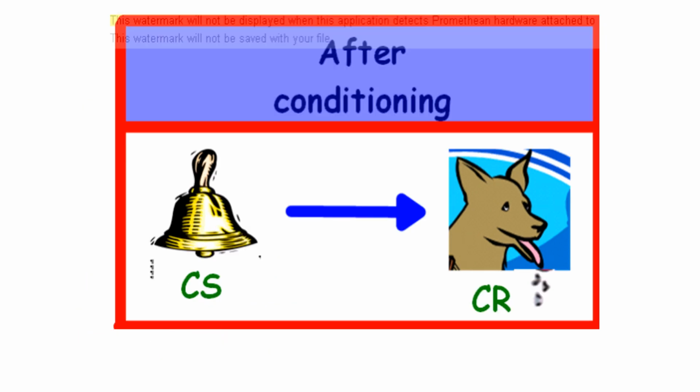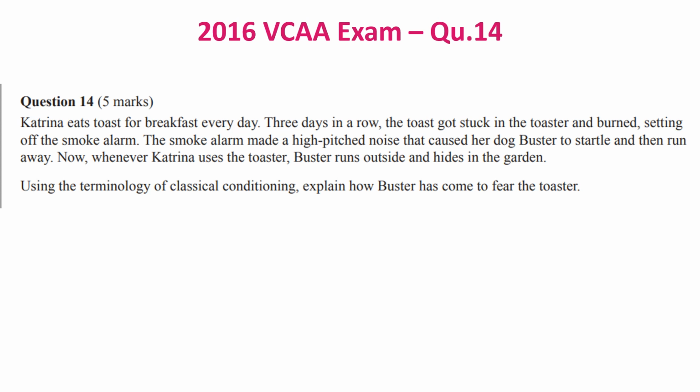Now we get to the final stage. If we can present the CS on its own without the UCS and it reflexively elicits a CR, then we know the conditioning has been successful. Okay, let's go through the first of three past exam questions from 2016, this first one.